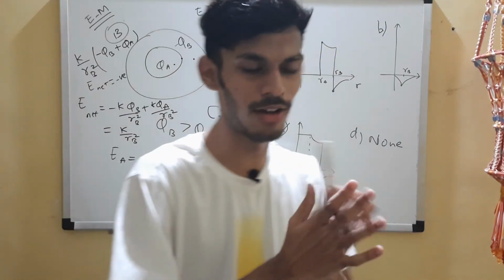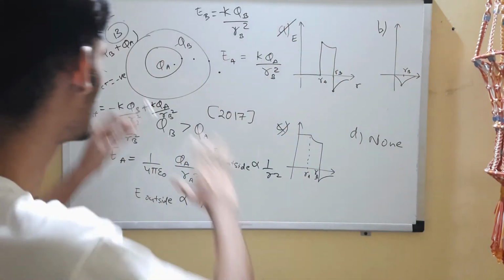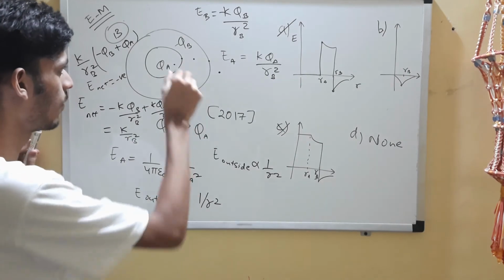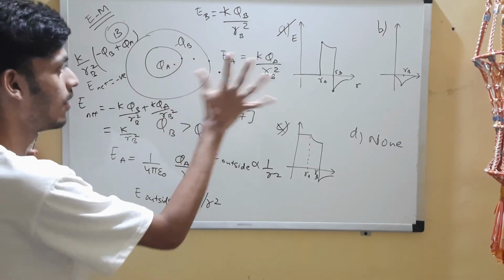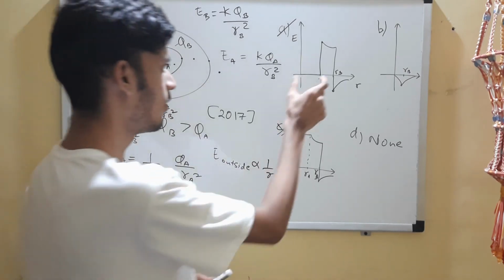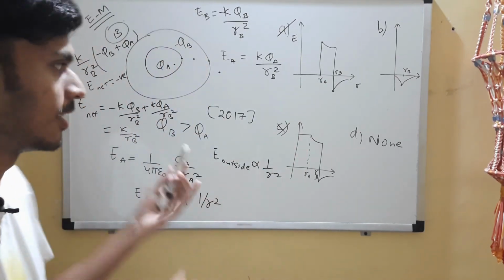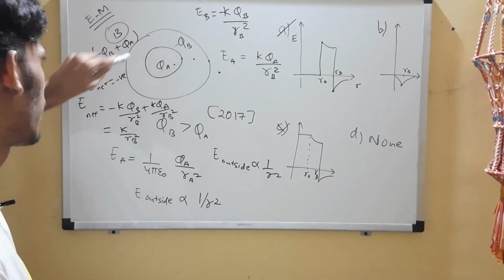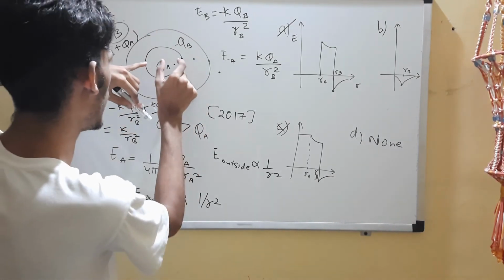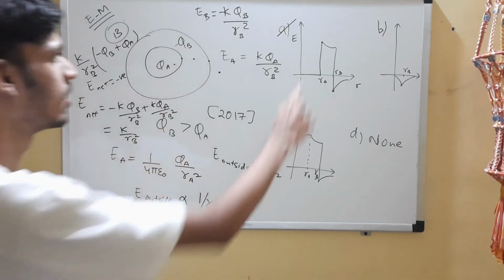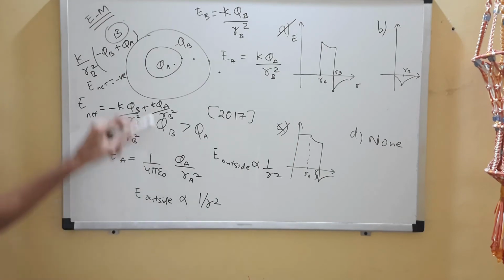Okay, I'll just sum up the process. We divided the process into regions: 1, 2, 3, 4 and 5. So the first is inside both the spherical shells, where the field should be 0, right? Then at RB, which has a specific value, and at RA, which has a specific value over here, some specific positive value.